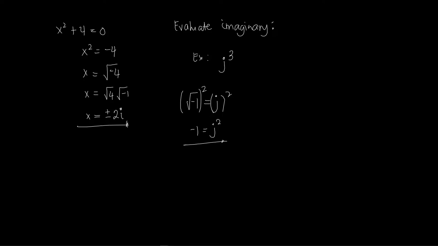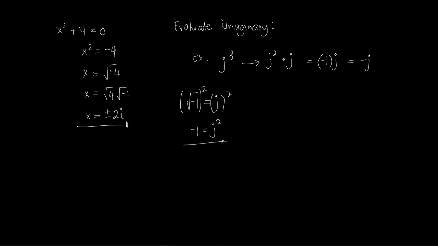Kung i-evaluate nato si j cube, pwede nato siyang bungkagon into j squared times j. Same base, i-add ang exponents. Karon, ang j squared kay negative 1, so negative 1 times j, so ang answer is negative j. Okay ba? Nag-gets na?